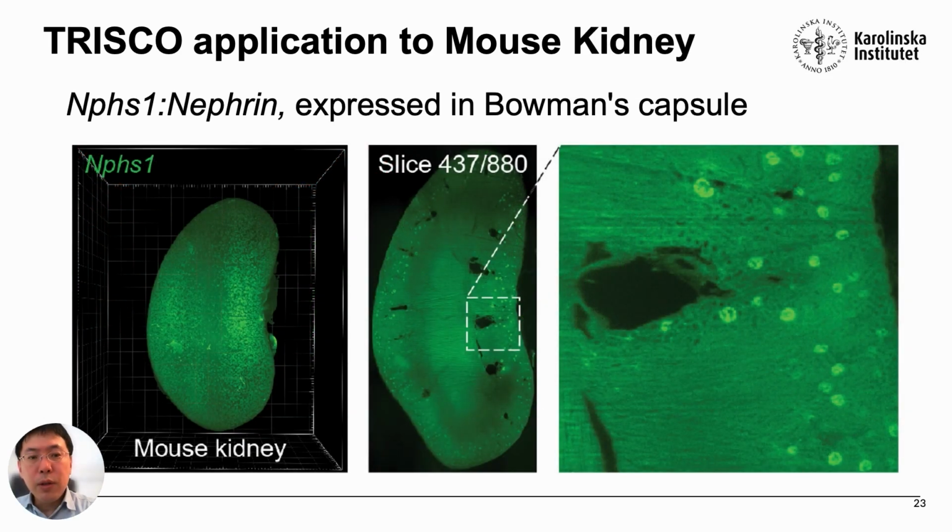Here is an application example in the mouse kidney. Nephrin, shown in green, is mainly expressed in Bowman's capsule.